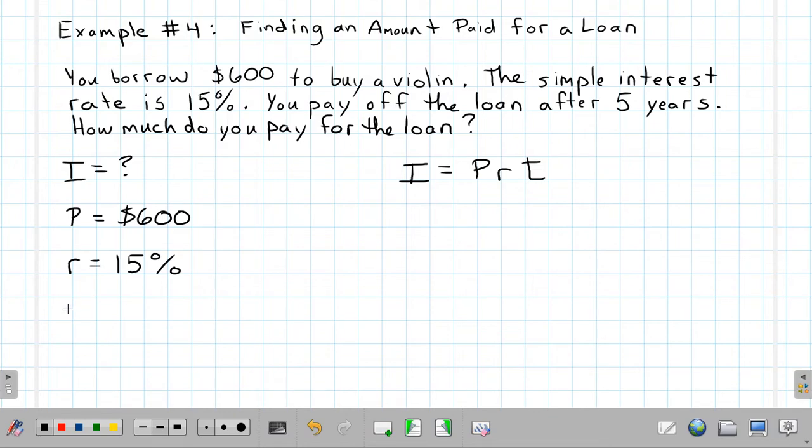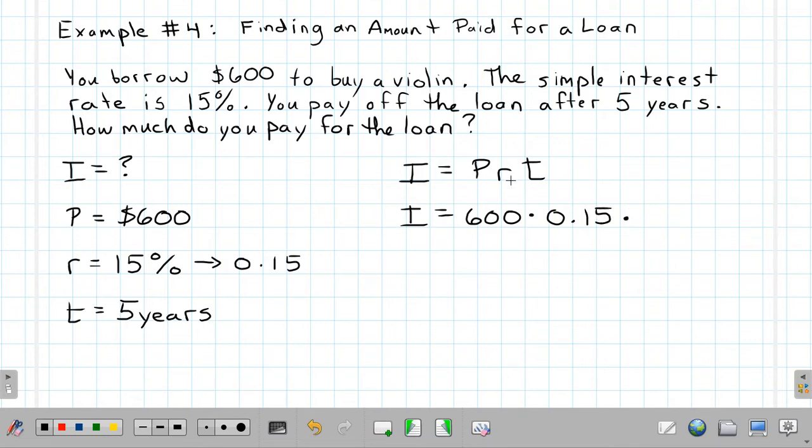But then lastly, we know T, because how long did it take you to pay off the loan? How long did you have the loan? You had it for 5 years, which once again is a good sign here. We've got 5 in terms of years, so 5 years. So now let's plug in what we know, solve for what we don't know. So we don't know I, but we know P is 600. We know R is 15%, which once again, we got to change to a decimal, 0.15, times 5 years, so 5.